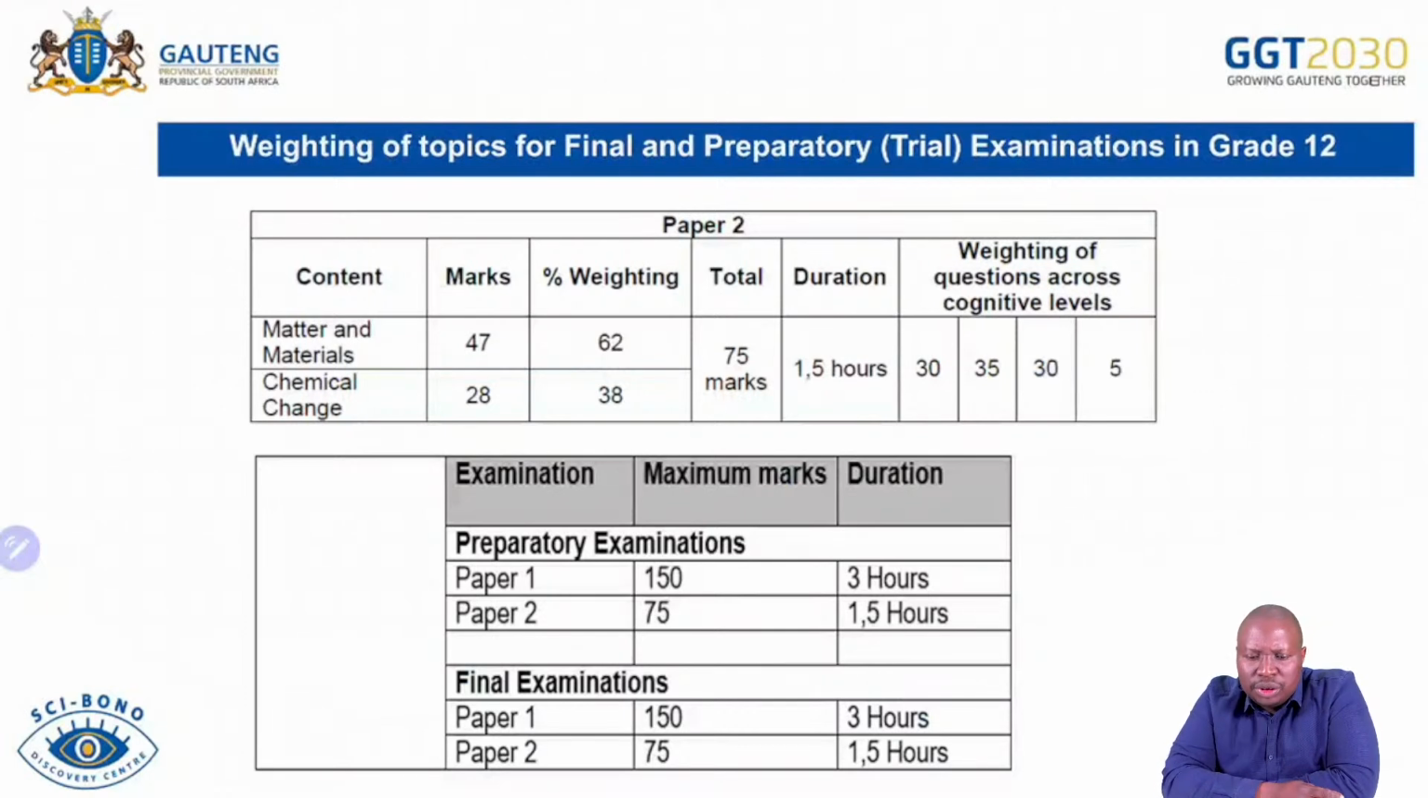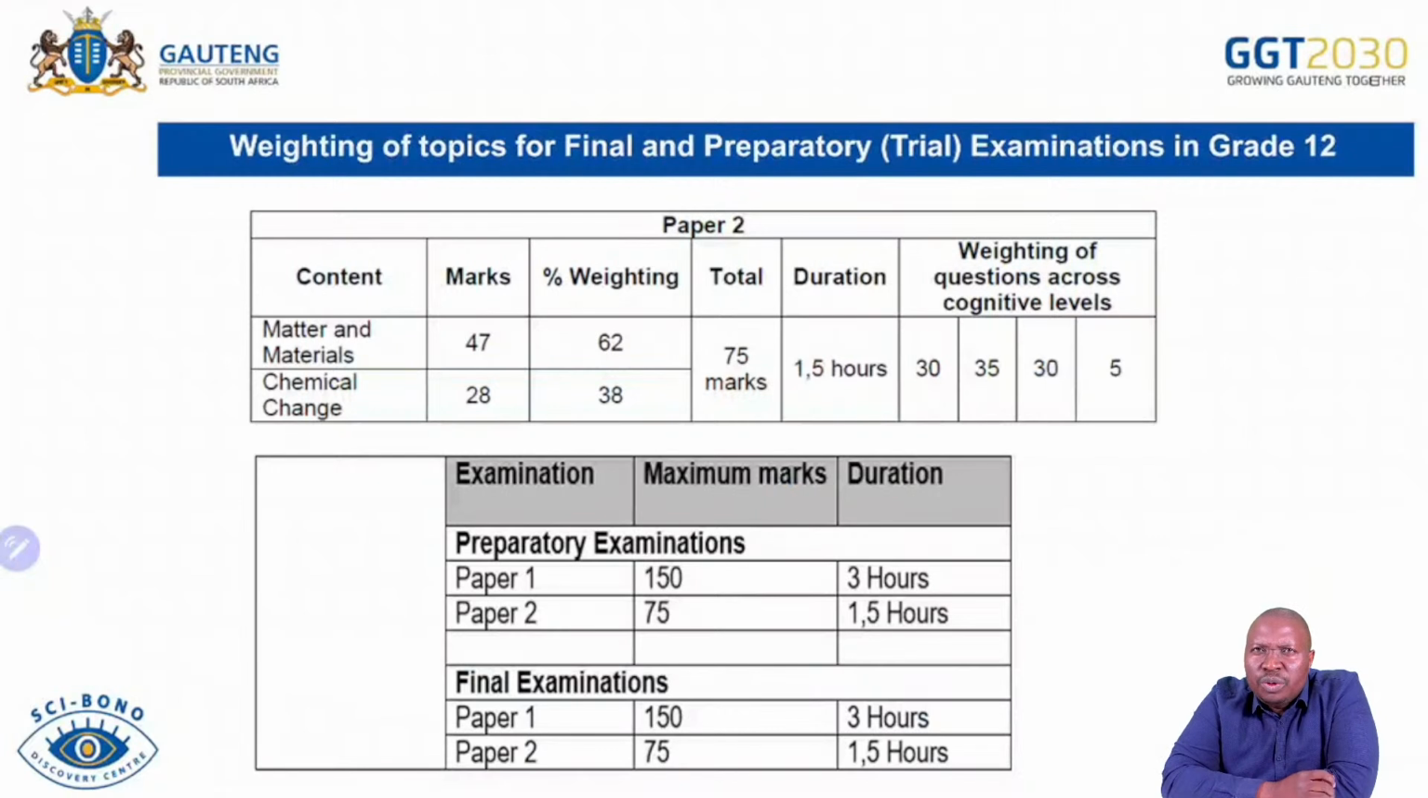These two topics that we do, as indicated here, we have matter and materials, and we have chemical change. Under matter and materials, we are doing your question 2, which is basically naming of organic molecules, your physical properties, and then your reactions, as well as electronic properties of matter. That's where your 47 marks will come from. The weighting of that is 62% of the paper.